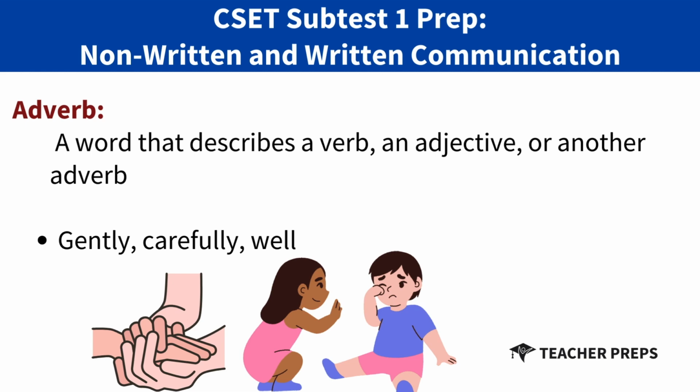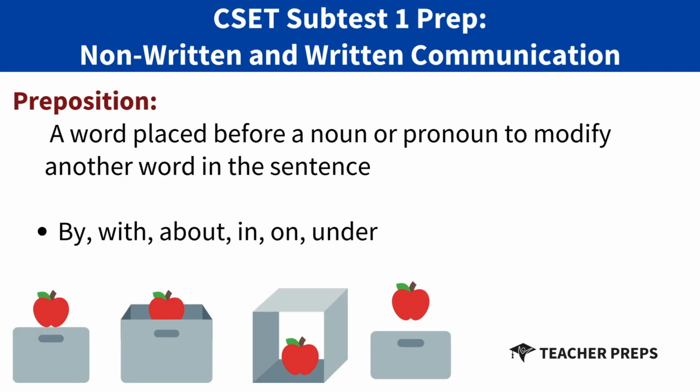An adverb is a word that describes a verb, an adjective, or another adverb, like gently, carefully, well. And a preposition is a word placed before a noun or a pronoun in order to modify another word in the sentence, such as by, with, about, in, on, under.